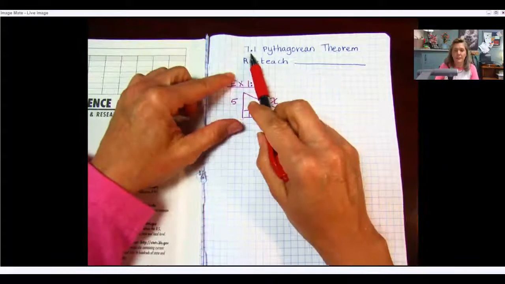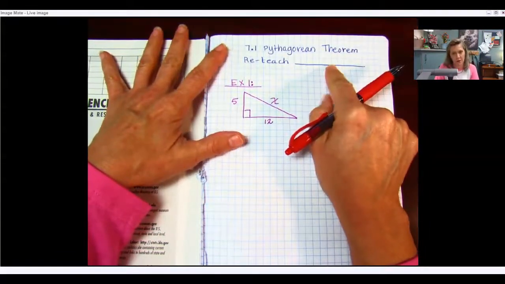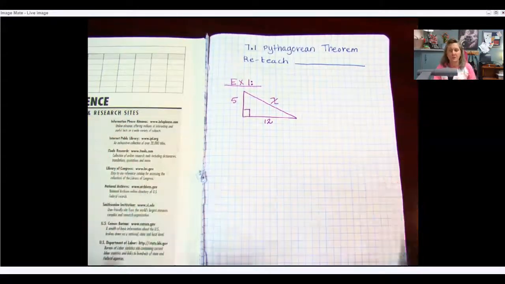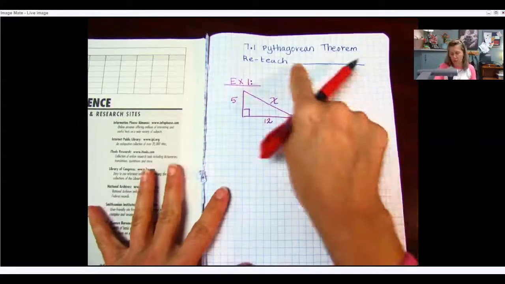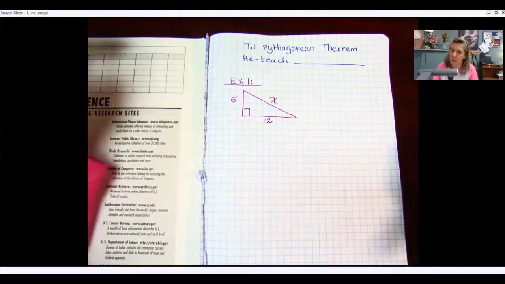So please title this 7.1 Pythagorean Theorem Reteach, and you do need to put your name on this line. So when you turn this in, I am going to see this and you are going to have your name here. Let's go ahead and take a look at example number one.